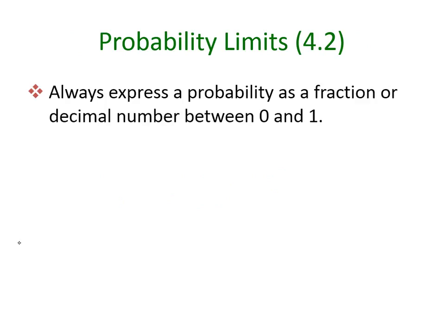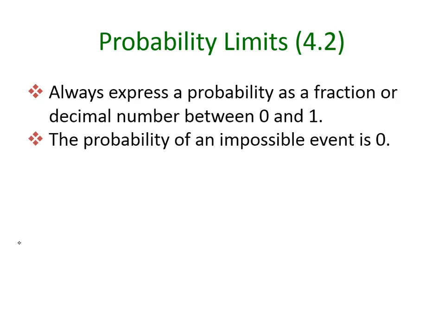All right, when we talk about probability limits, first of all, always express probability as either a fraction in reduced form or a decimal number between 0 and 1. Now, why would probability have to be between 0 and 1? What does a probability of 0 mean? Okay, it's not going to happen. It is absolutely impossible.